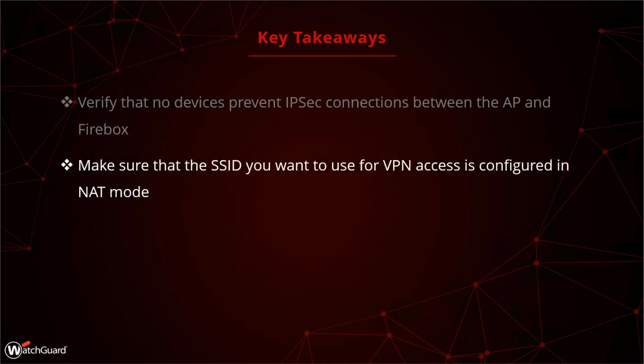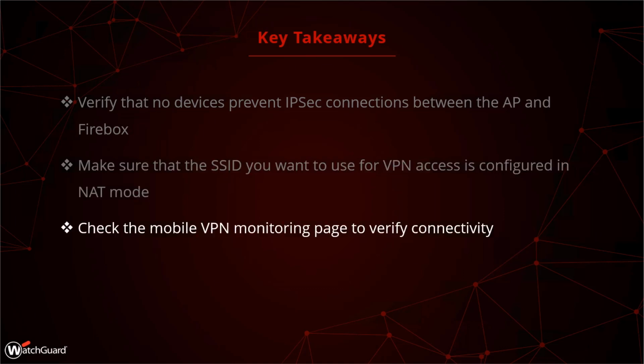And again, just another reminder here that when you set up an SSID that you'll be using for this remote access via the VPN, that SSID must have NAT mode enabled. And lastly, check the mobile VPN monitoring to ensure that the connection was made and that the Firebox sees that access point, and you can see if any data is being sent across. That way you know that everything is working as expected.